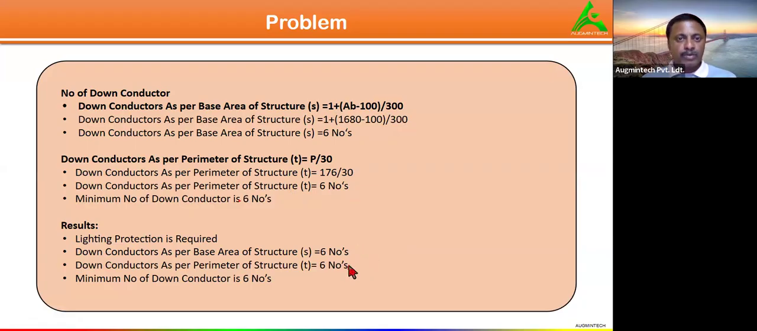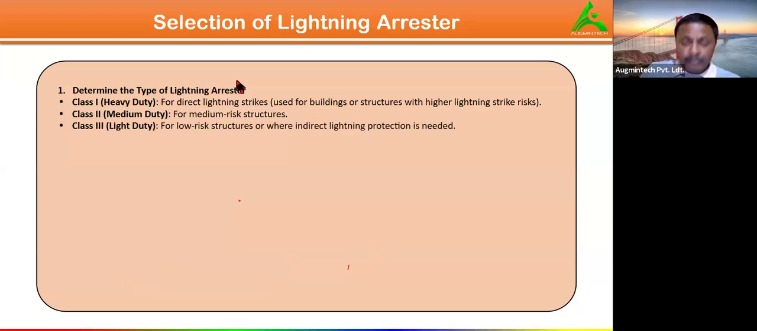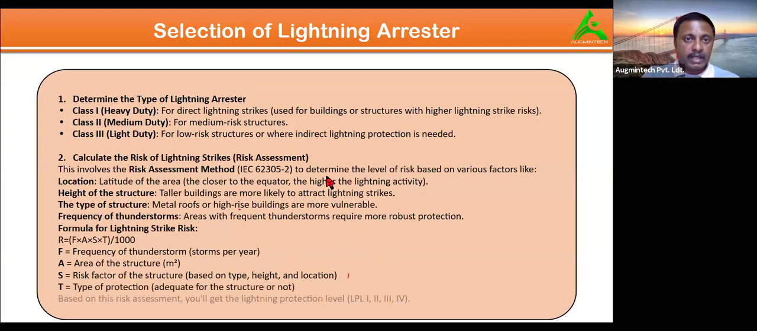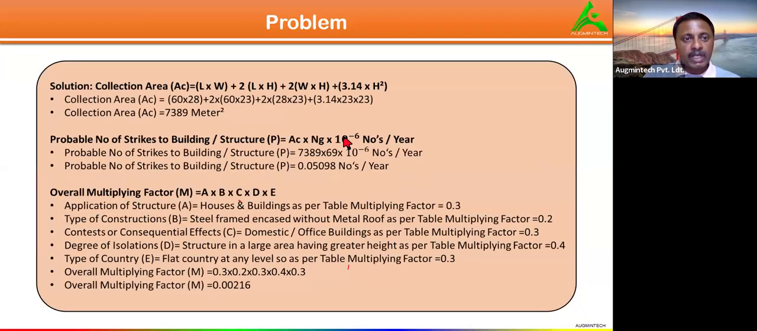Here both are almost the same. If as per the perimeter I'm getting seven, or as per the area I'm getting seven or eight, in that case the larger number we have to choose. But here, the minimum number of down conductors should be at least six numbers. So this is with respect to the down conductor. But if you want to calculate the number of air rods required, what we have to do in that case, as I'll show you, is that here we have calculated a thing called total area, the collection area.